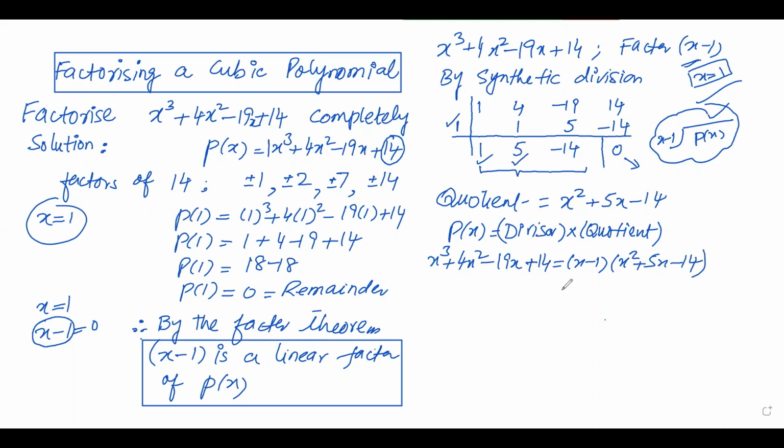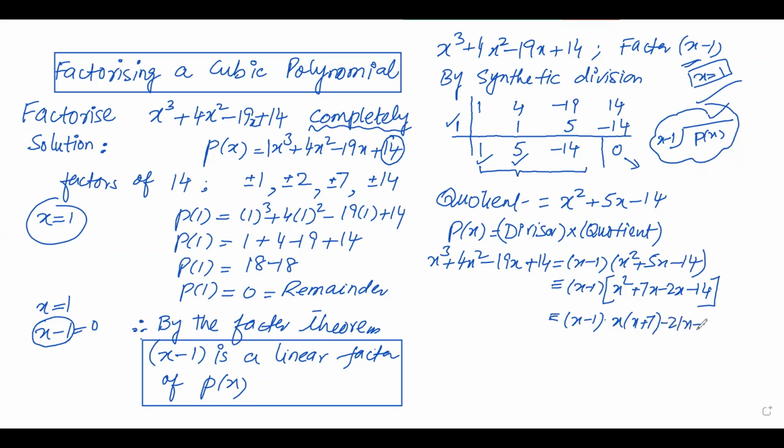And as the question was to factorize it completely, so x minus 1, and this is simple. You can apply the mid-term break here. x squared plus 7x minus 2x minus 14. And finally, mid-term break is there. x is common. We have x plus 7.